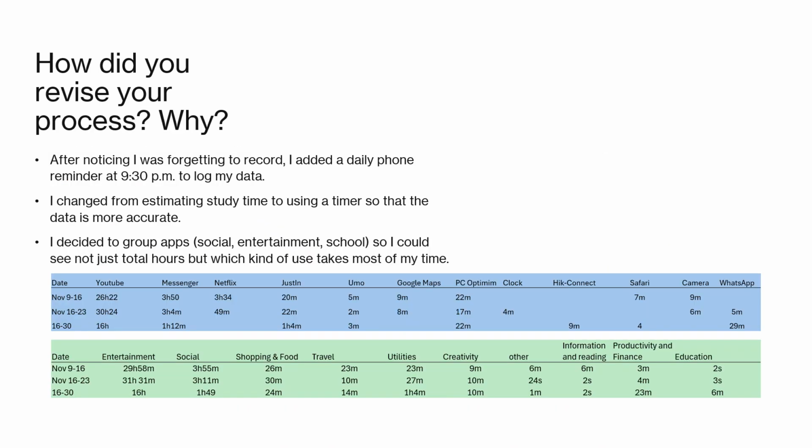How did I revise my process? After noticing I was forgetting to record, I added a daily phone reminder at 9:30 p.m. to log my data. I changed from estimating study time to using a timer. I decided to group apps so I could see not just total hours but which kind of use takes the most of my time.